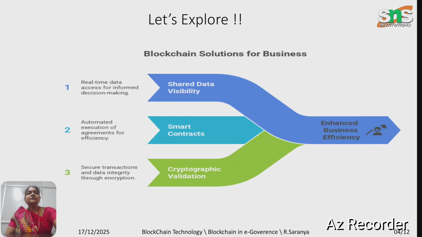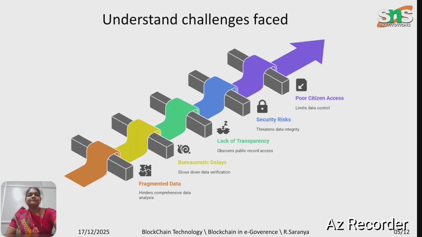Okay, blockchain solution for business. So normally in business we will be having one or more partners or one or more clients where the data should be shared, and it should be highly transparent. So shared data visibility can be achieved using our distributed ledger system, and smart contracts will be there where contracts will be executed automatically without any third party intervention or fraud, and cryptographic validation will be there in order to give a secured transaction and data integrity through encryption.